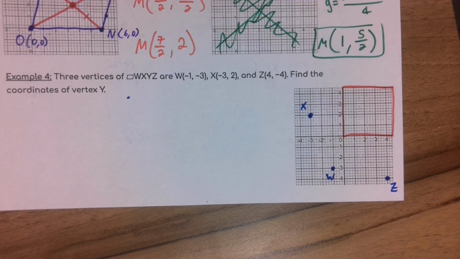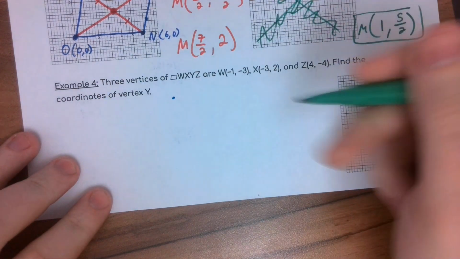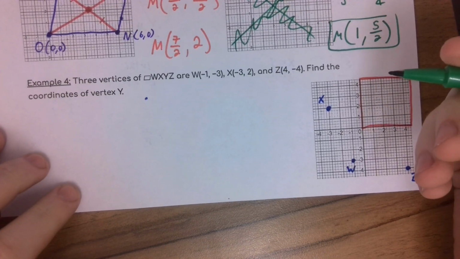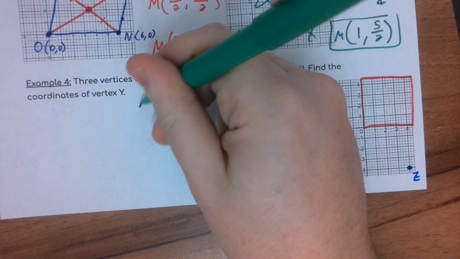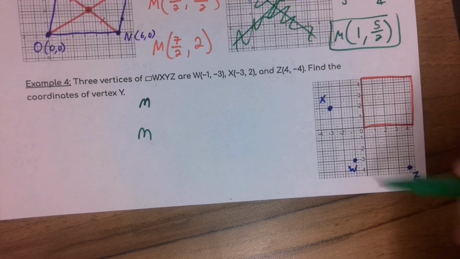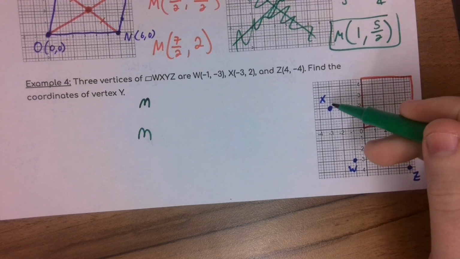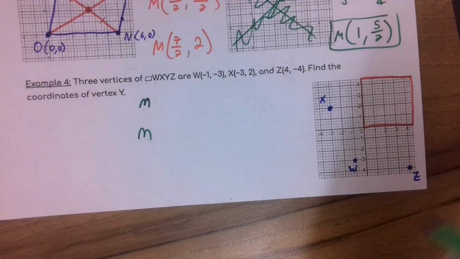But how do we find it? Well, the best way to find it is to use the slopes. Recall that parallelograms' opposite sides are parallel. And parallel slopes are the same. So we can find the slope between X and W, or W and X, and use it to find the slope between Y and Z, or Z and Y.